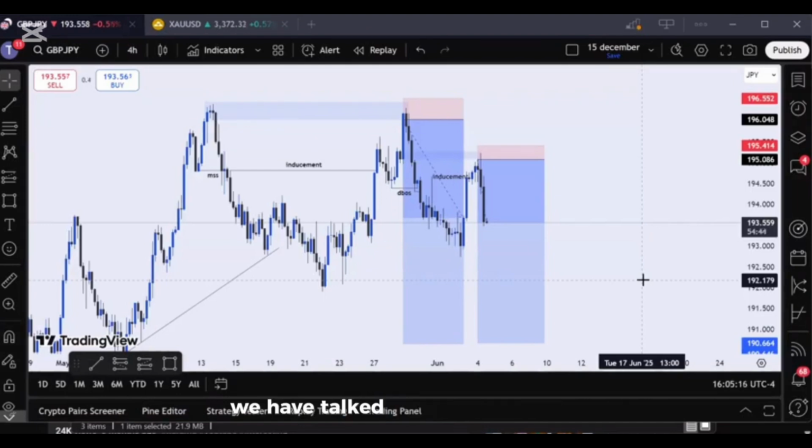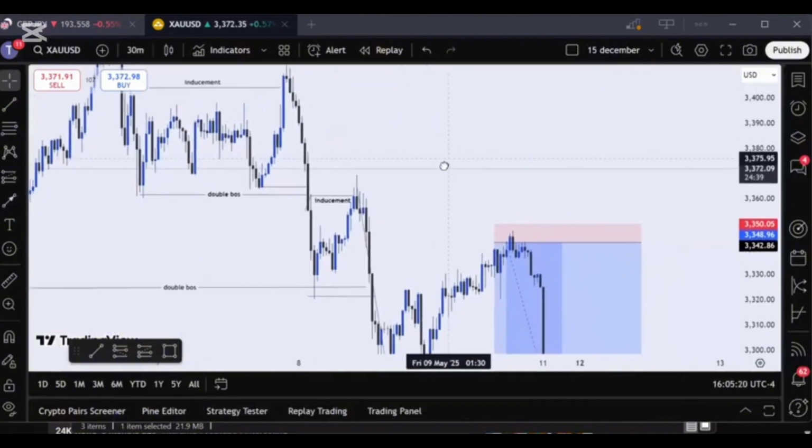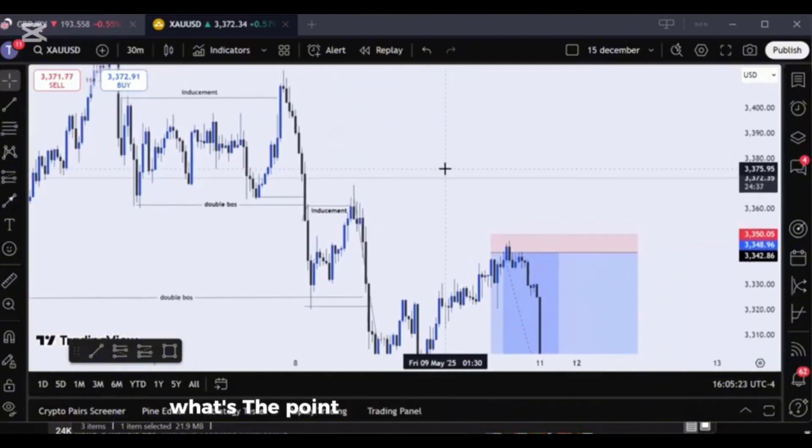So now we have talked about the structure part of the strategy. We've talked about the liquidity part of the strategy. What is now left is what? The point of interest part of the strategy. Now, I make use of 2 points of interest, the order block and then the breaker block.